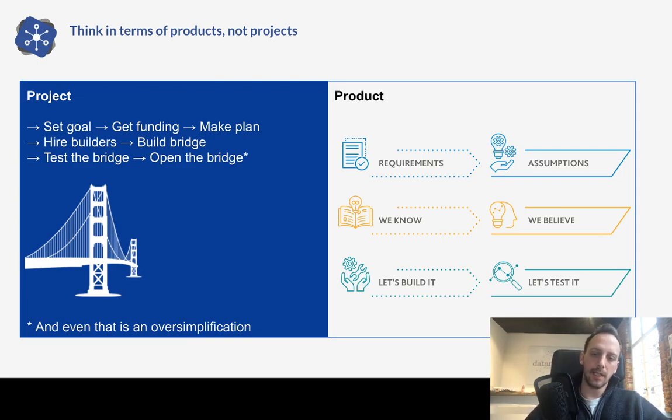That really is a very bad analogy. I see it a lot in data products or in data initiatives. And it assumes that everything is known up front. But that is not true. So instead of having this project mindset, try to adopt a more product mindset. And in a product mindset, you don't talk about requirements anymore, you talk about assumptions. And how can you validate those assumptions? You don't talk about we know, but you talk about we believe. And instead of always saying, let's build it, no, let's test it first.